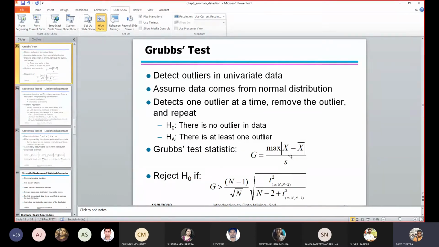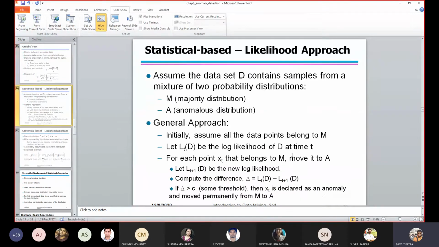Here there is something called the statistical approach. What we will see is that if a point is far away from the normal points, it is considered an outlier. This is nothing but the mean of the data, and then this is the new point, and you take the max, and that will be the deciding factor for whether the point is an outlier or not.